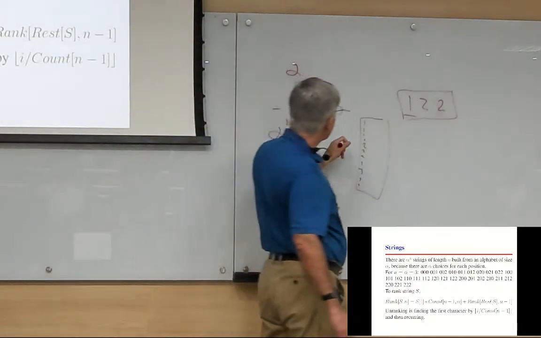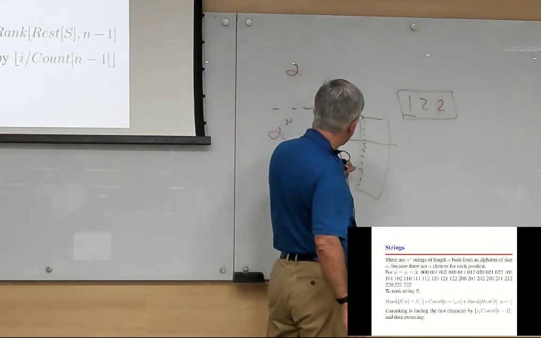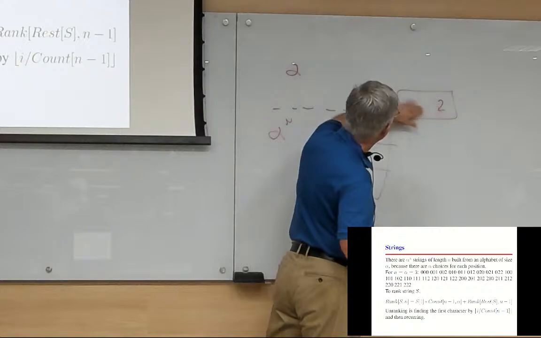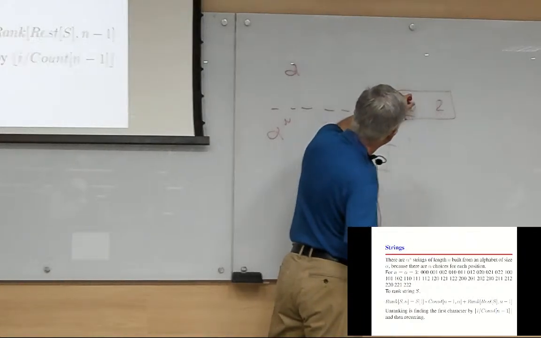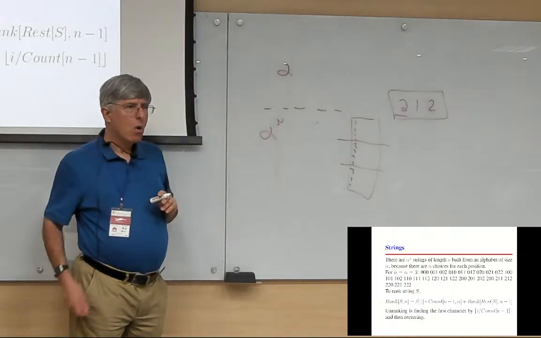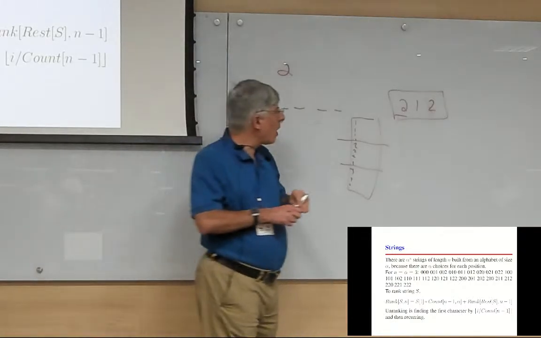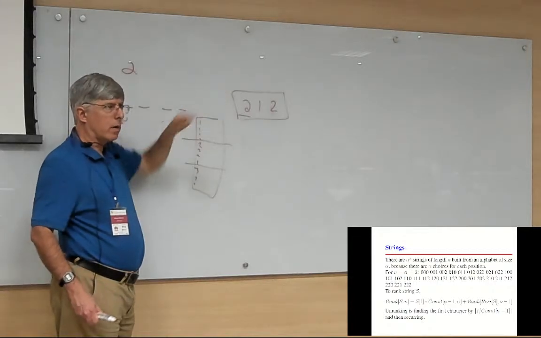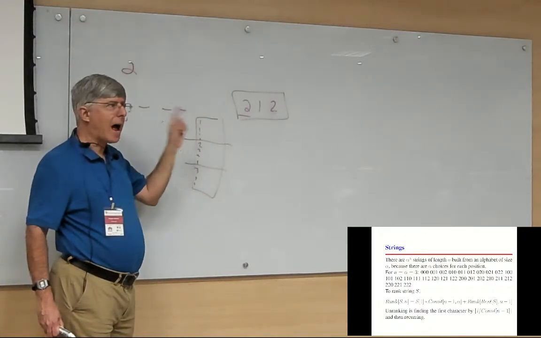How would I figure out what is the ranking of 1, 2, 2? Let's make it maybe more interesting. Let's make it 2, 1, 3. What is going to be the ranking position, the number of this string in sorted order? How would we figure this out?